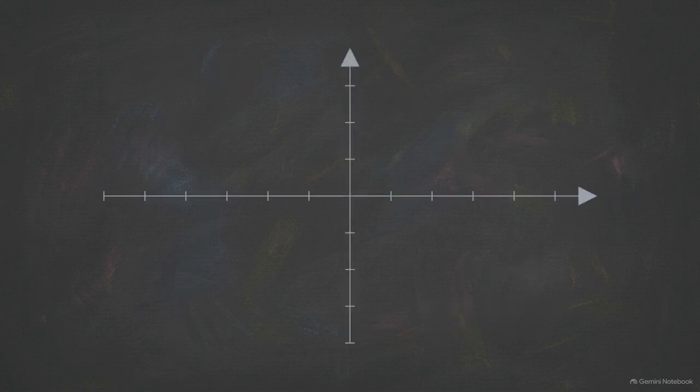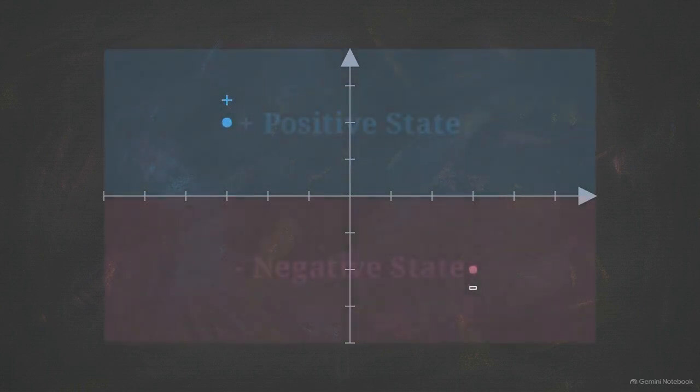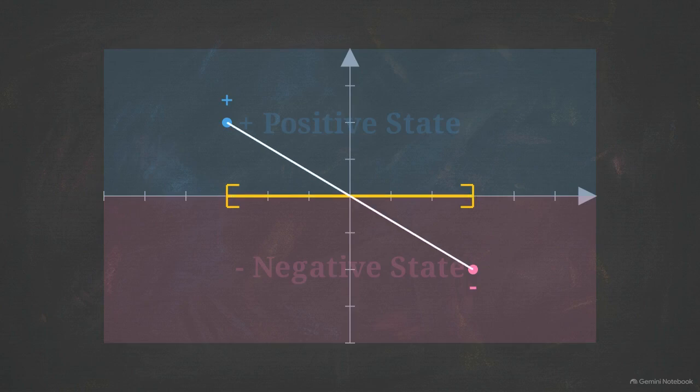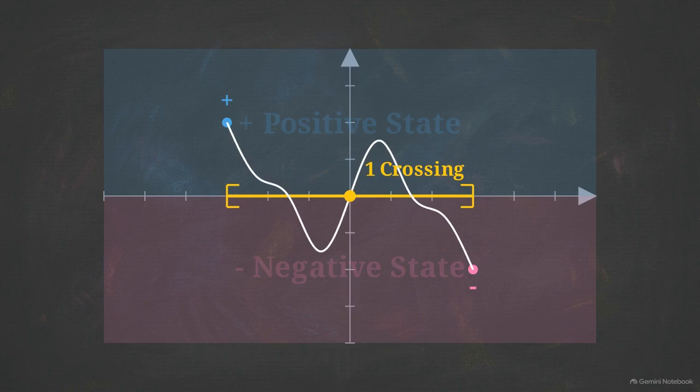We can use this crossing rule to hunt for missing roots. If we know the graph outputs a positive value up here and a negative value down here, the curve is physically trapped. It has to cross the 0 line somewhere in between. Because the line has to start above the axis and finish below it, the number of crossings is always odd. It might cut through once or weave through 3 times, but it eventually reaches the other side.